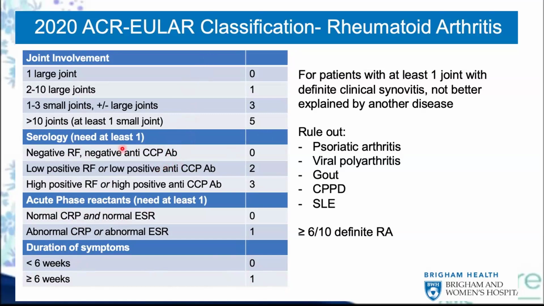And these are the investigations. So basically from this table, you can gather all of those. So what are the investigations you do? Rheumatoid factor, anti-CCP antibodies, CRP, and ESR, right? So for patients with at least one joint with definite clinical synovitis, not better explained by other diseases, you need to first rule out these.